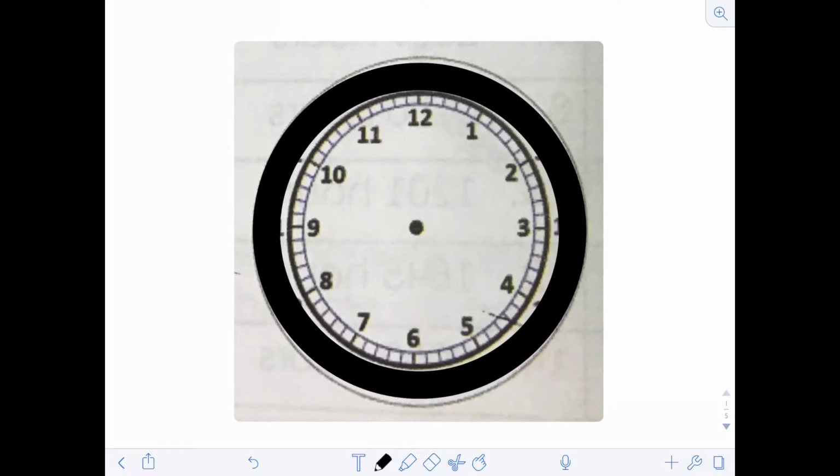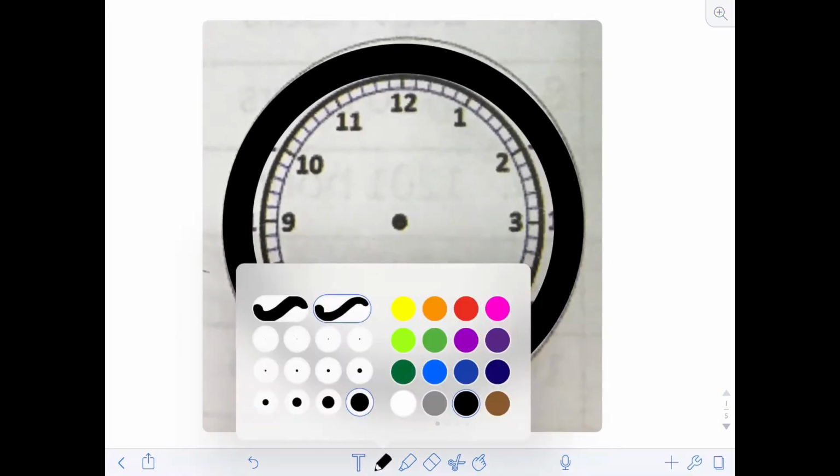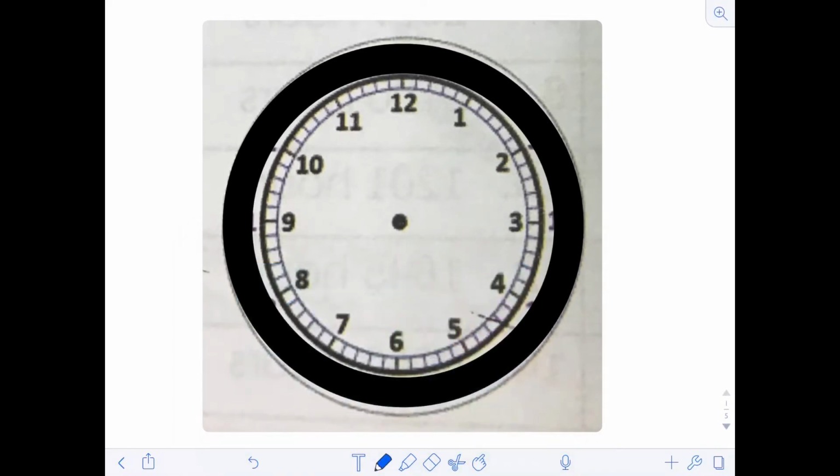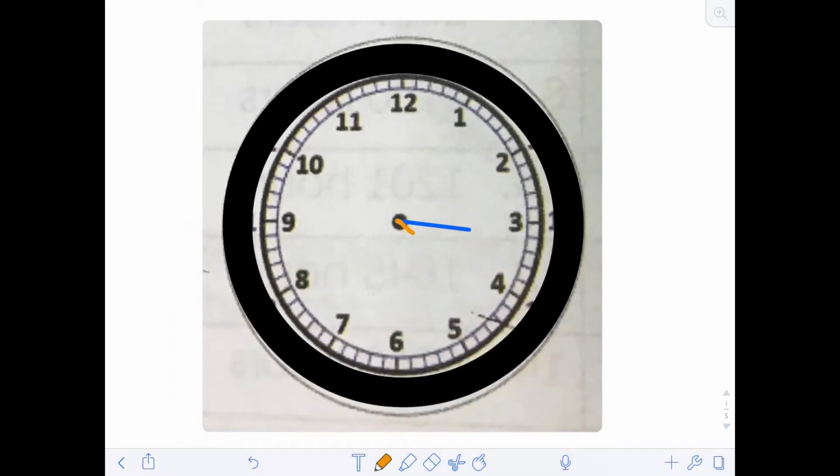So for example, if we were to say 3:20 PM, using the blue for the hour hand and the orange for the minute hand, that would look like this.